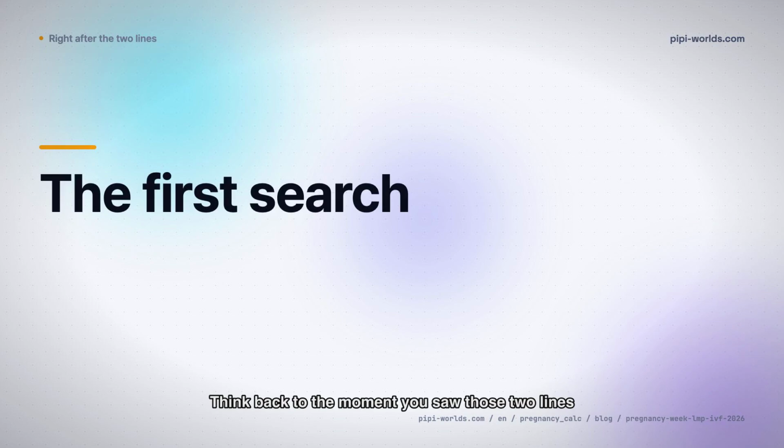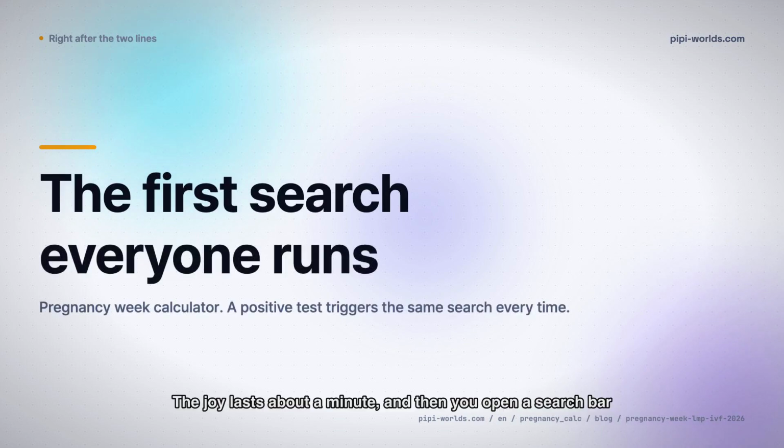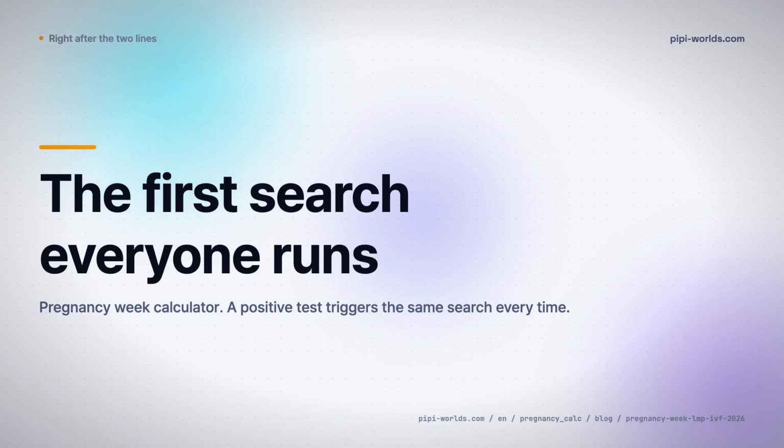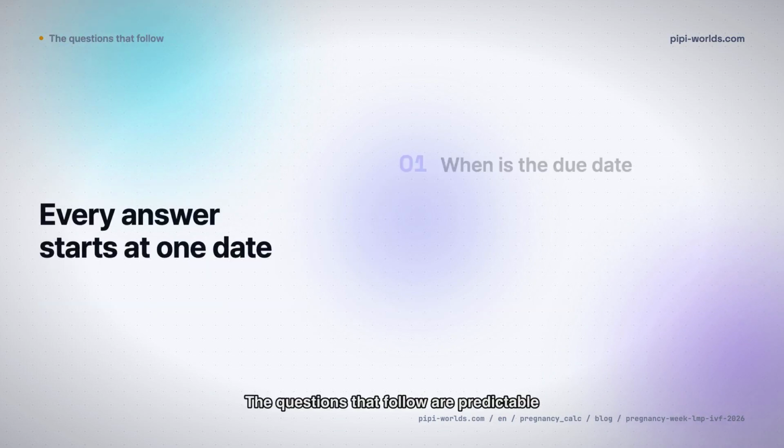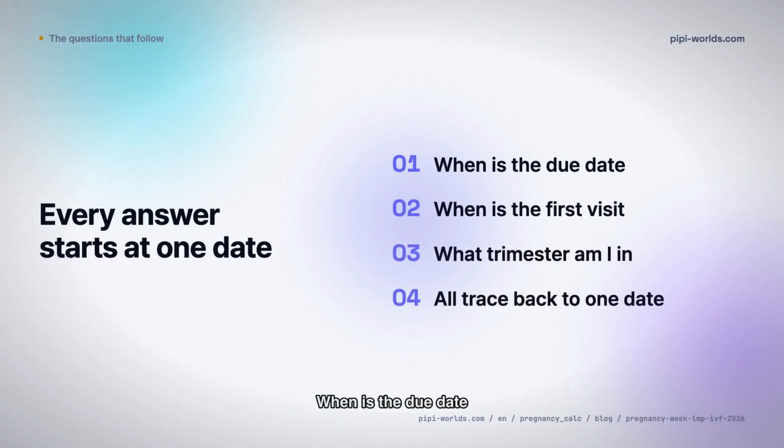Think back to the moment you saw those 2 lines. The joy lasts about a minute, and then you open a search bar. Pregnancy week calculator. It is the first search almost everyone runs, right after a positive test. The questions that follow are predictable. When is the due date? When do I book the first prenatal visit? What trimester am I in? And every single answer comes from one single date.